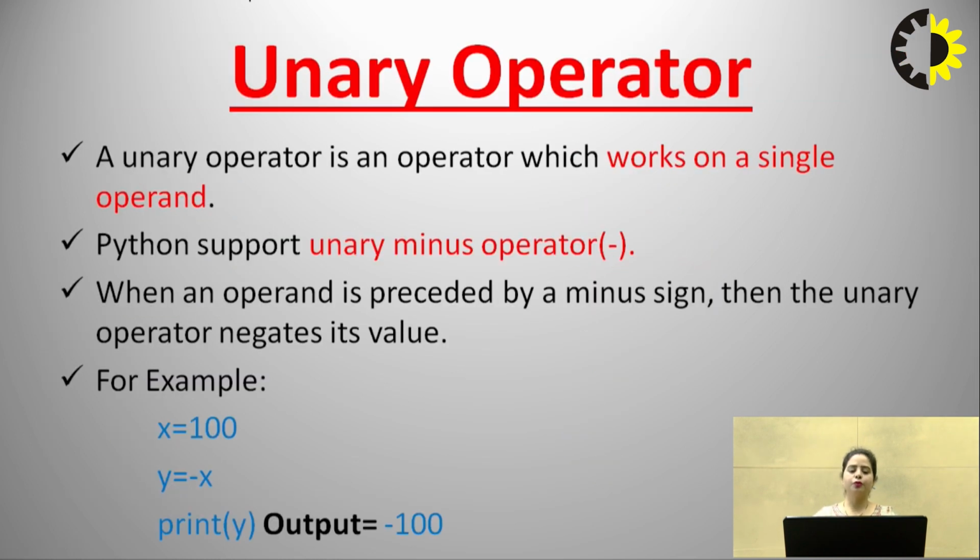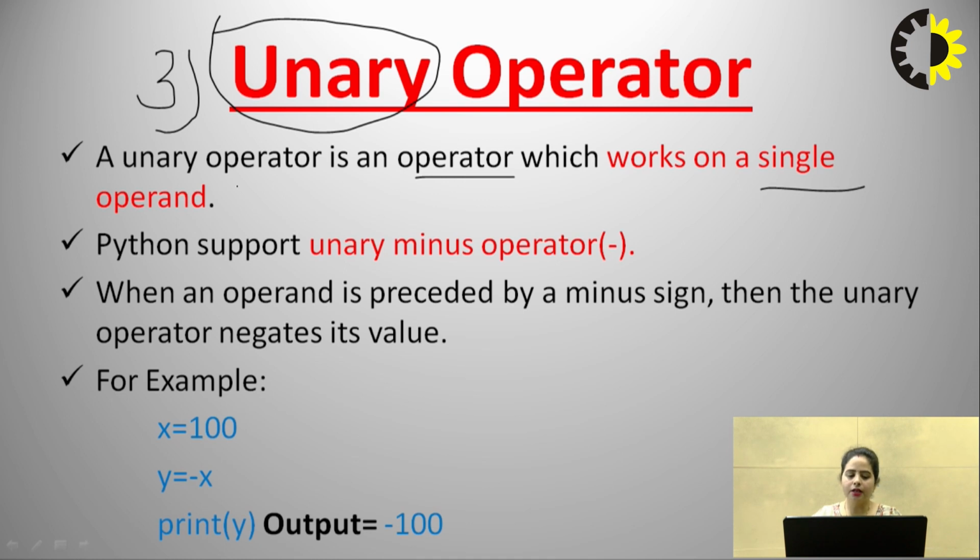Now let's move on to the next category, that is the third category, your unary operator. Unary means single operand. We have already discussed this. If our operator works on a single operand, then it is known as a unary operator. Python supports the unary minus operator.